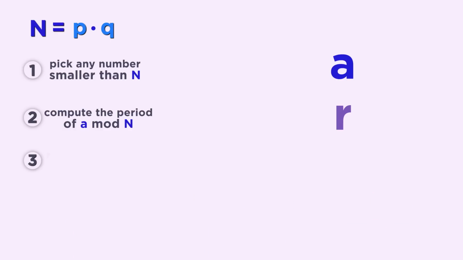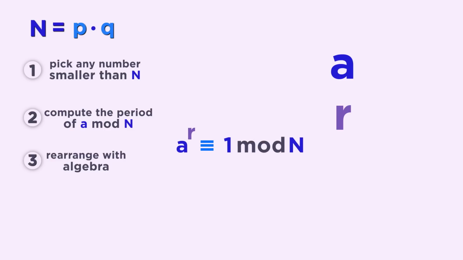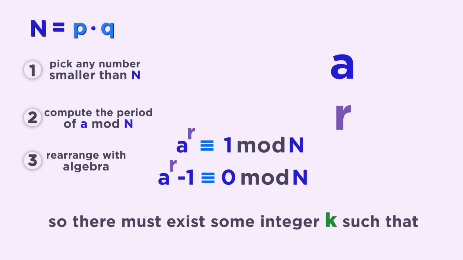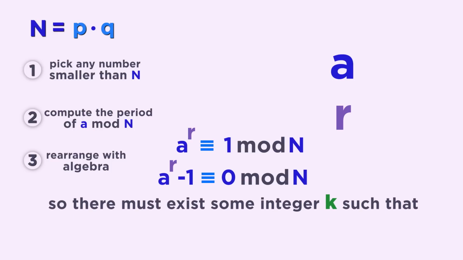For step 3, we'll have to do some algebra. Let's start with the fact we know. A to the r is congruent to 1 mod n, which, subtracting 1, gives that a to the r minus 1 is congruent to 0 mod n. Saying that something is 0 mod n is the same as saying that it's a multiple of n. So there must exist some integer k such that a to the r minus 1 equals k times n.